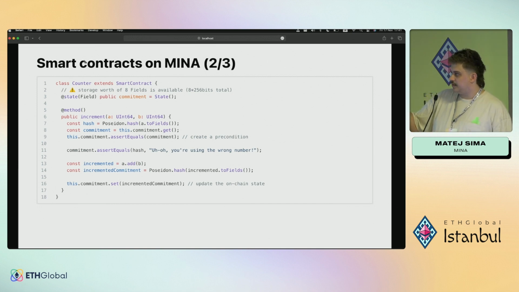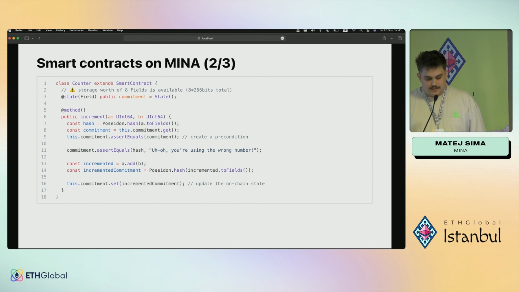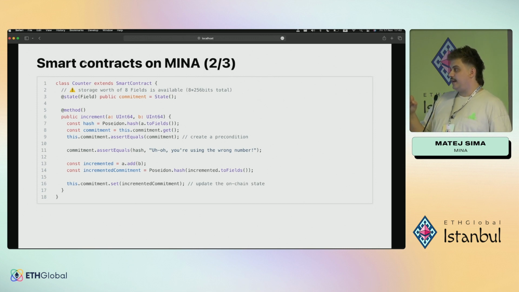Again, we have to define a method to interact with the state of the program or the smart contract. And again, it's an increment that increments the counter or the commitment to the public state only if we know the pre-image of the number. The most important part here is line number 9. At line number 8, we fetch the on-chain state by doing this commitment get. And then at line number 9, we are doing an assertion in the proof itself that results in a transaction precondition, which tells the block producer that, hey, I have done this proof, and it was done using this on-chain state, because the on-chain state becomes the public input.